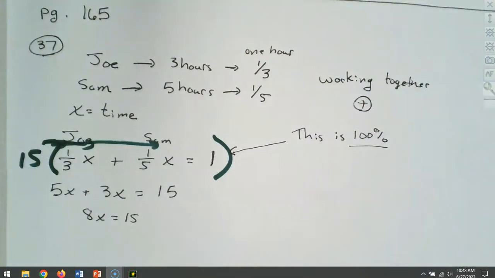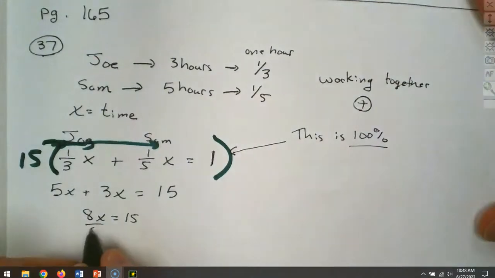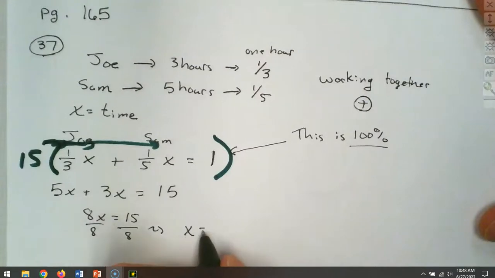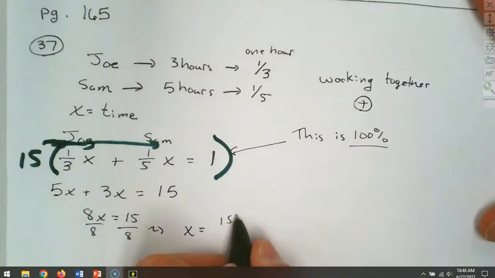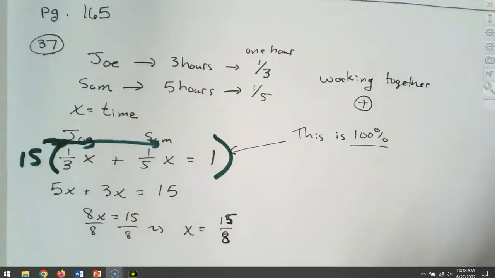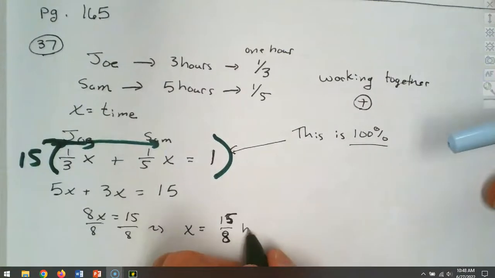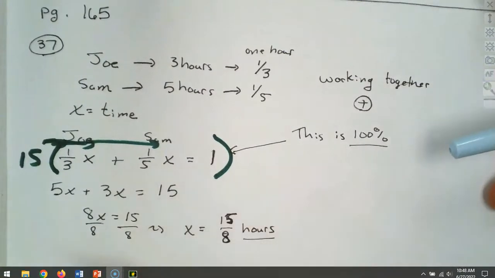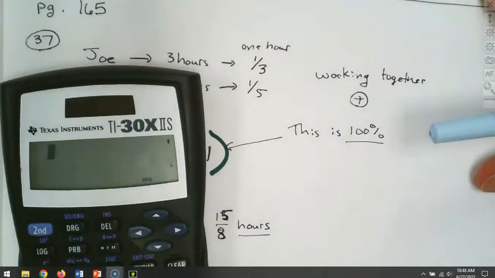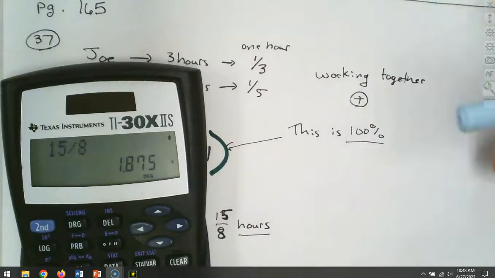Okay. Divide by your 8. And so x equals 15 over 8. Now, let's see if that makes sense. What do we know about 15 over 8 as a decimal? Okay, so let's see. 15 divided by 8. 15 divided by 8 is 1.875, which is about 2 hours.